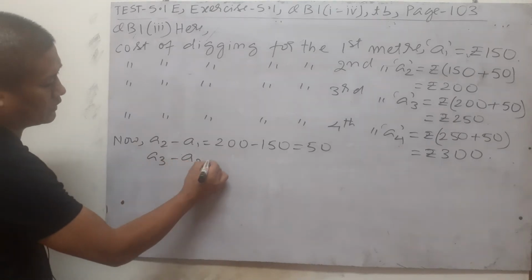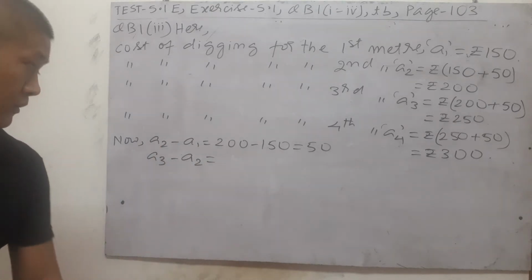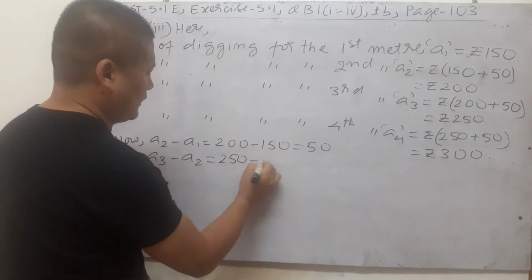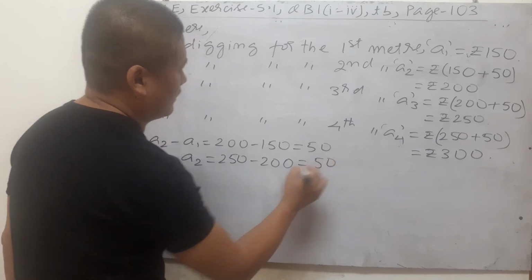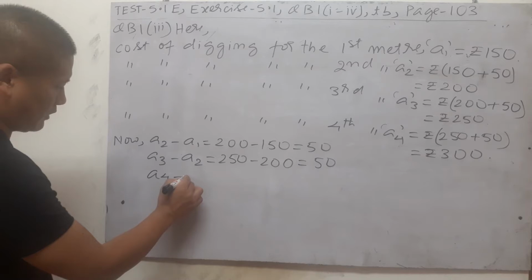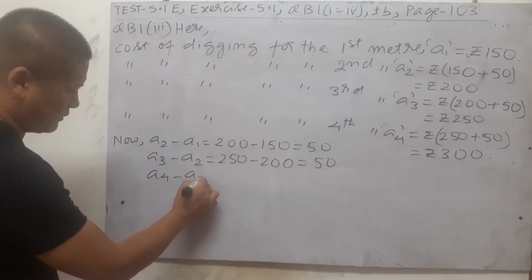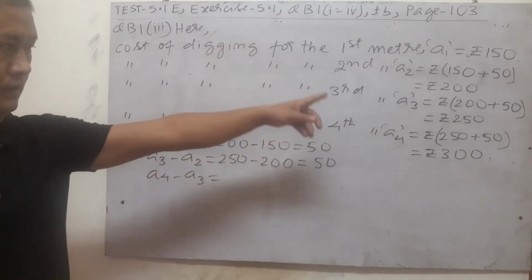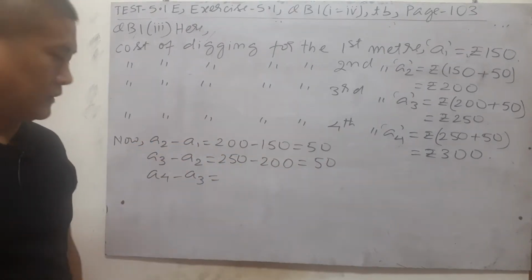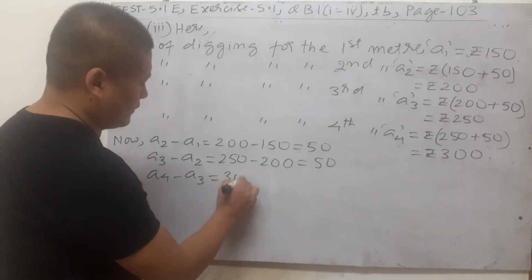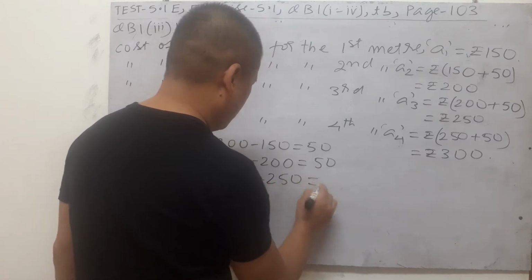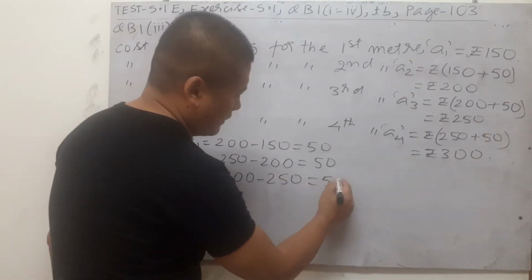Similarly, A3 minus A2 is another possible common difference. 250 minus 200 is again 50. Seems to be the same so far. Just to confirm it clearly, let us take one more possible common difference, A4 minus A3. If A1, A2, A3, A4 are in AP, then this will form a common difference, right? So 300 minus 250 is again 50.